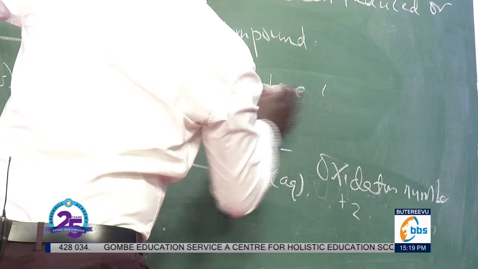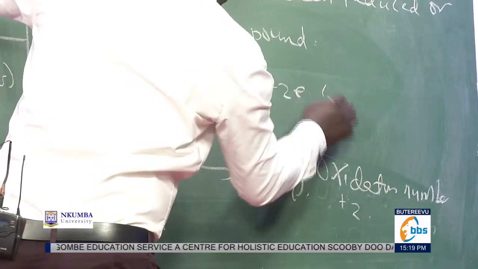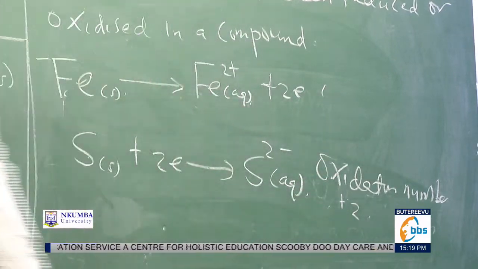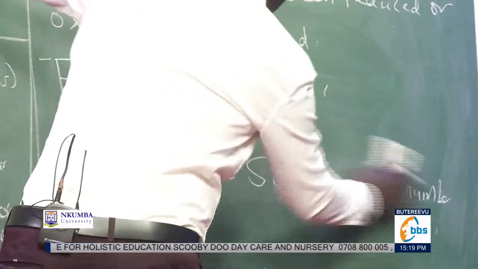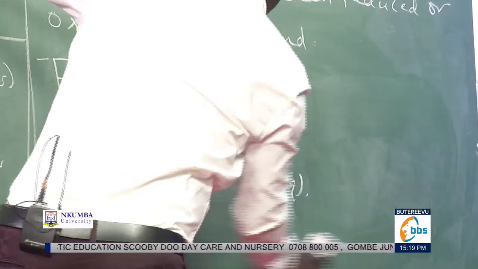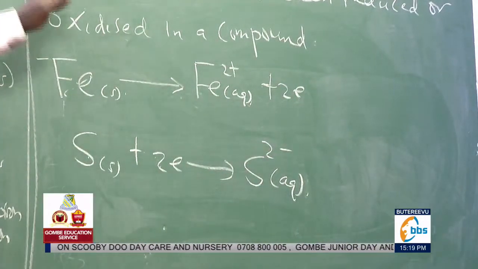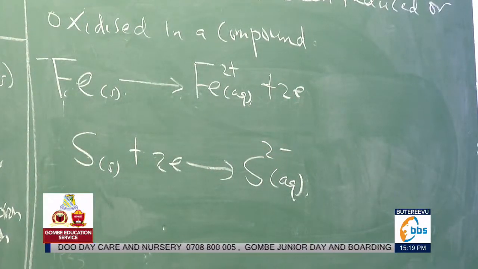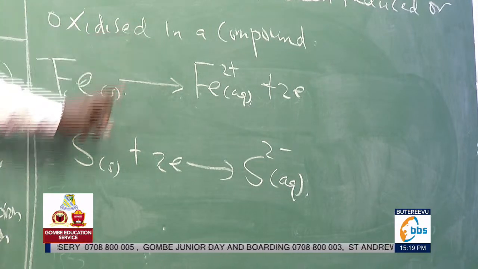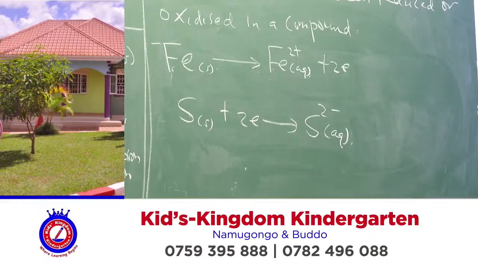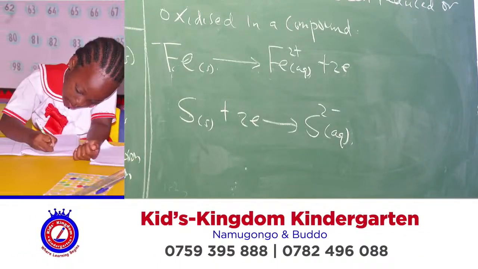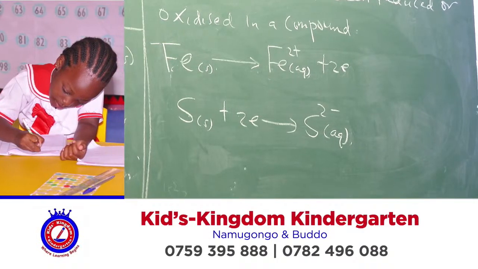Then for iron, iron is 2. So that's what we call oxidation number. The extent. This one has been oxidized by positive 2. This one has been reduced by positive 2.